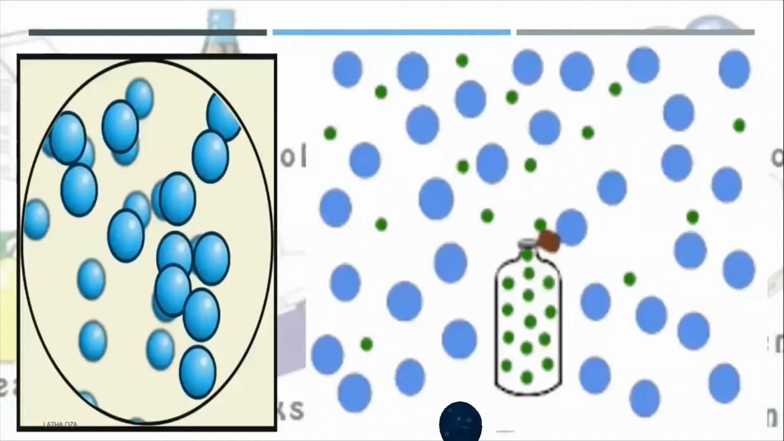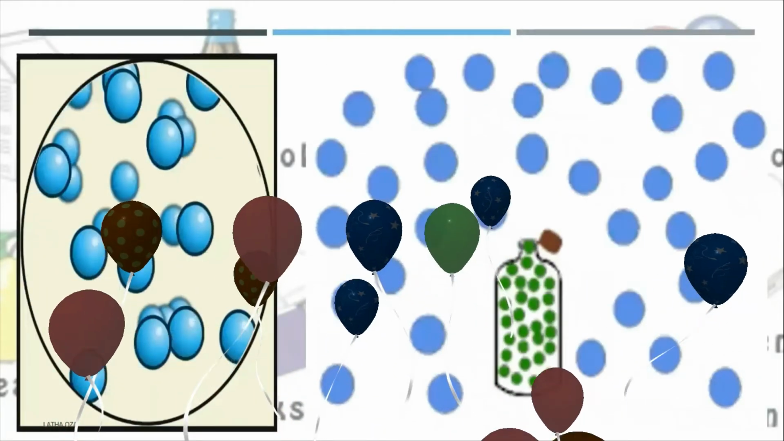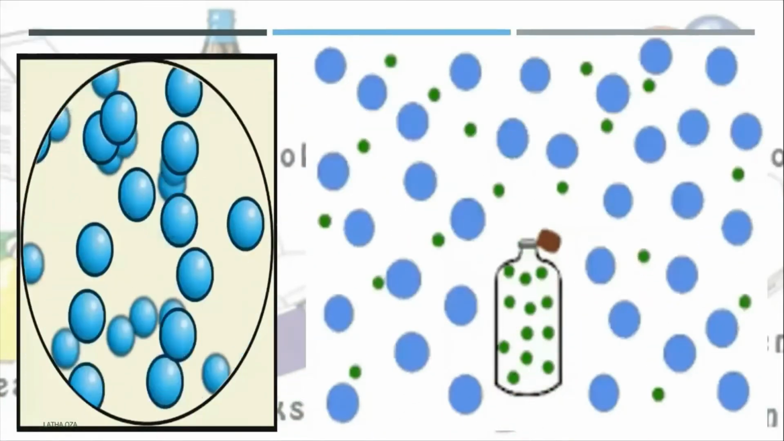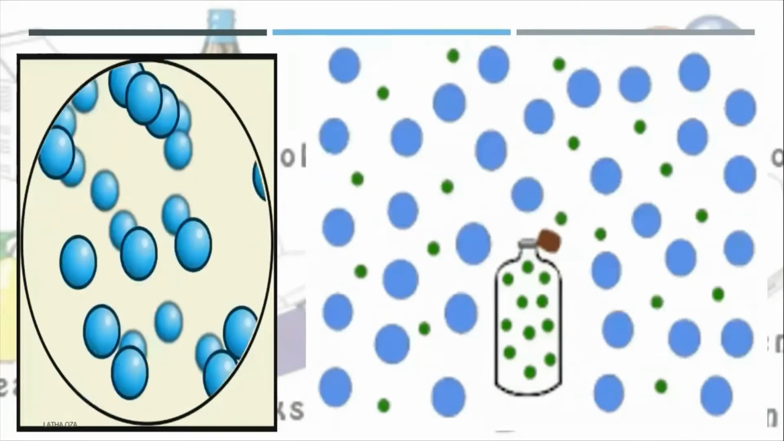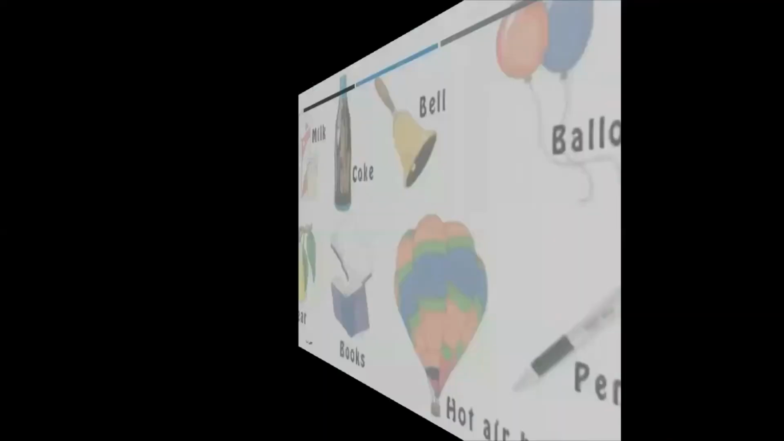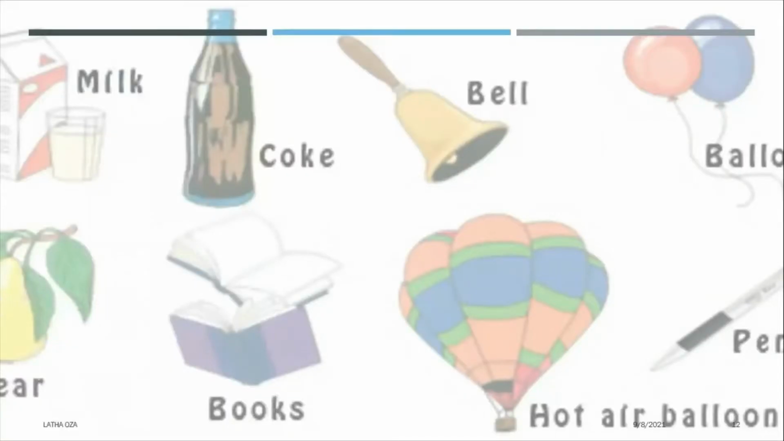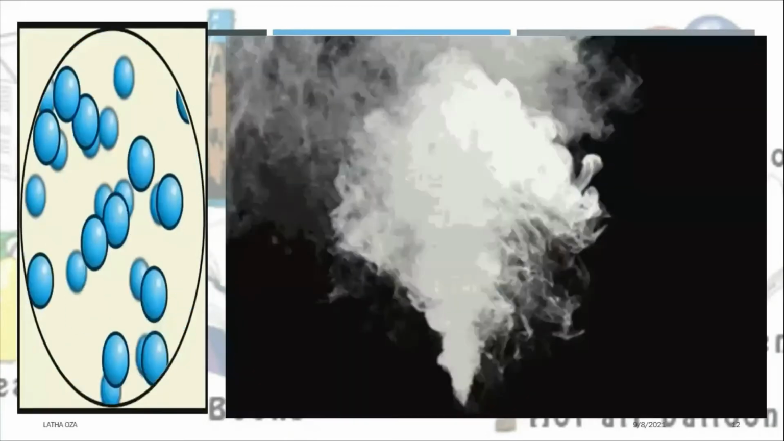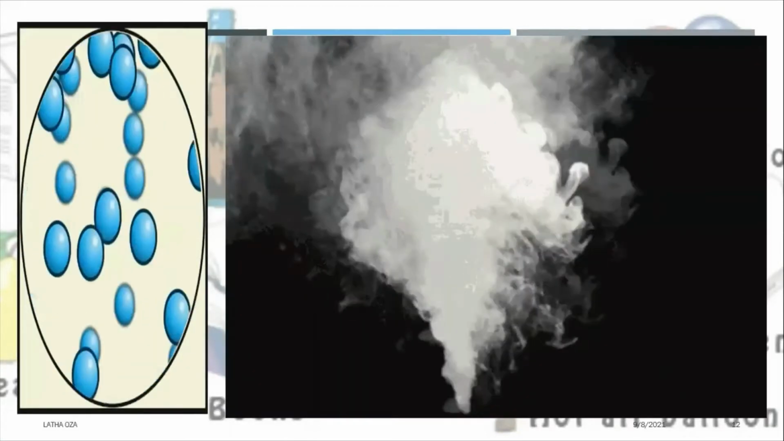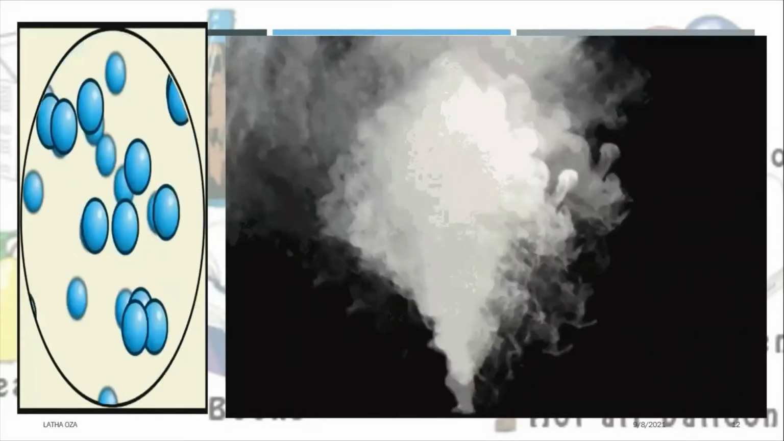Gases. The molecules, as we see in gases, do not have a shape of their own. In an empty container, they occupy all the available space. They do not have fixed volume. They take the volume of the container. They can flow easily in all directions.